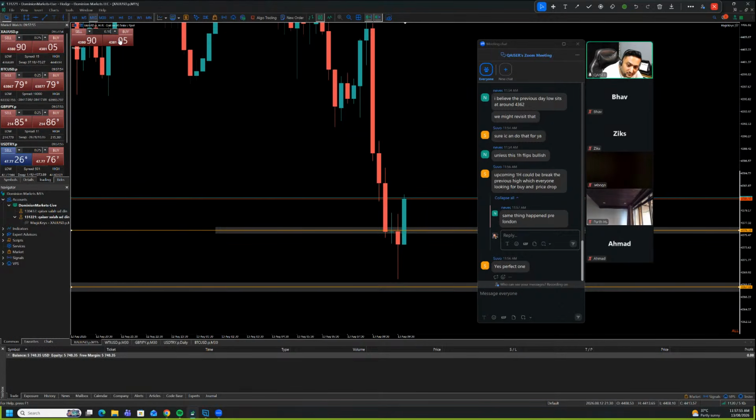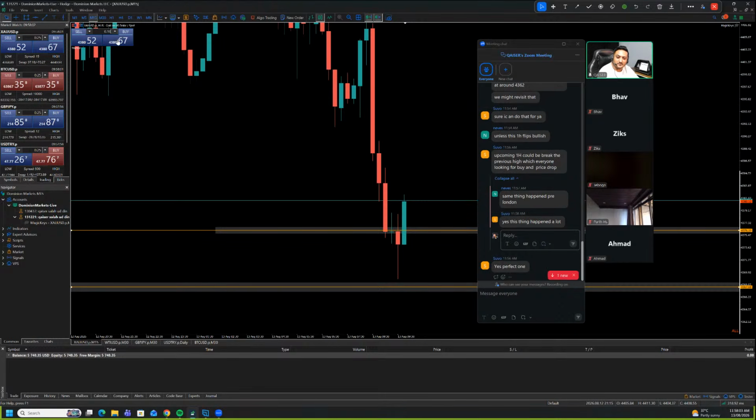So let's see if it could happen or not. Just waiting for this candle to be closed. All I need is for this candle to have an upper wick. So I will execute a buy by using a dynamic risk. Does this make sense? What do you guys think about this plan?